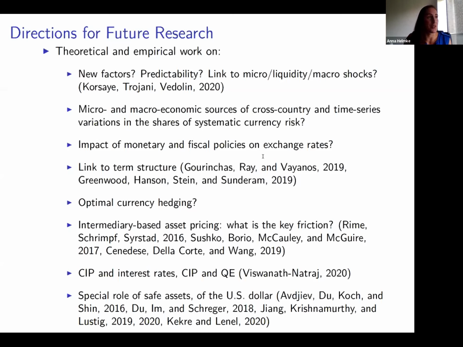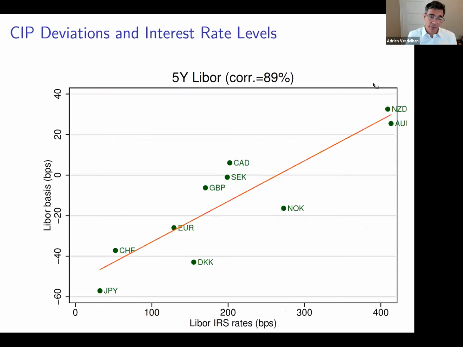So the first one is from Nobuhiro Abe. Could you please let us know your interpretation for the difference in the direction of the deviation in CIP between the Japanese yen and the Australian dollar? Is there any consensus regarding this in academia? That's a very good question too. So let me go back to this graph.